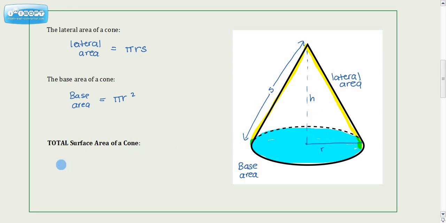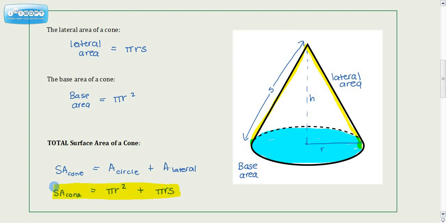So the total surface area of a cone is simply the area of the circle plus the area of the lateral side. So the end equation of the surface area of the cone is simply pi r squared plus pi r s. Okay, so that's the equation you need to know for this lesson. You can add that to your angle property chart. Have fun!